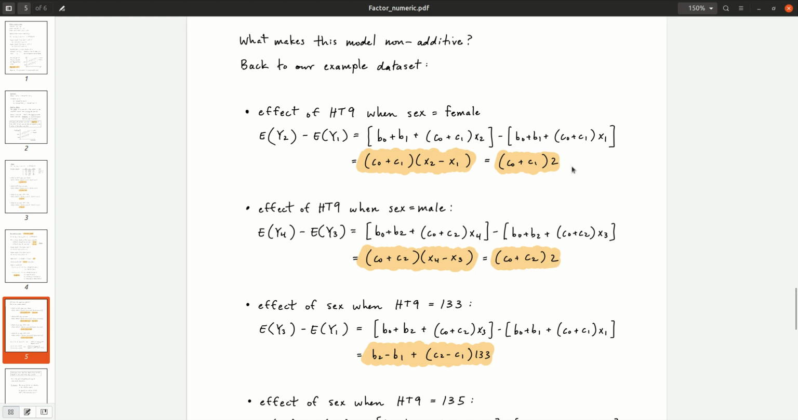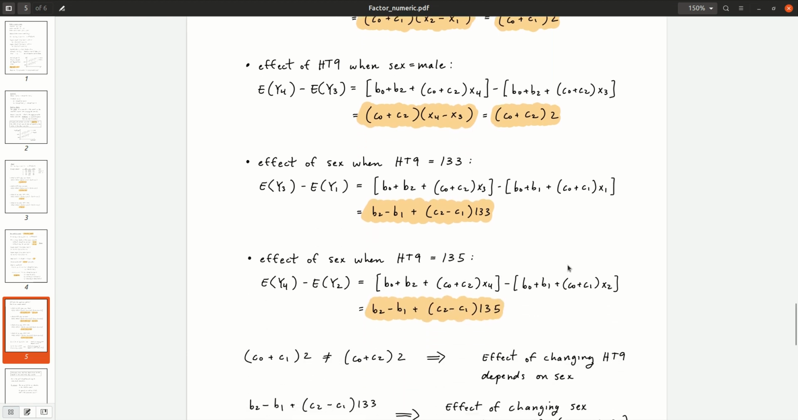And now you'll see that these two are different. For the females, it was C0 plus C1 times 2, whereas for the male, it's C0 plus C2 times 2. So our conclusion is that the effect of changing height depends on the level of the sex factor. So that makes it a non-additive model, which we call an interaction model.